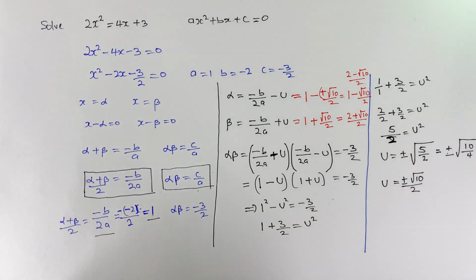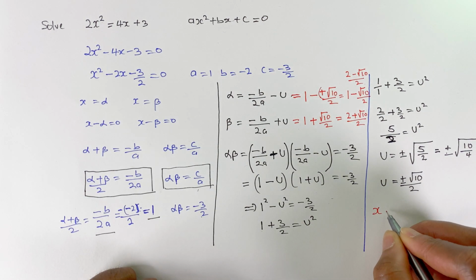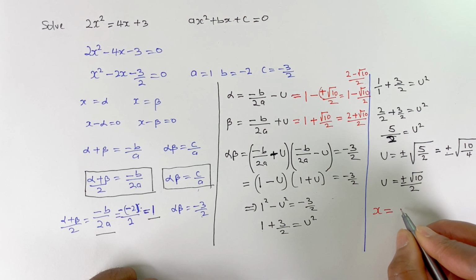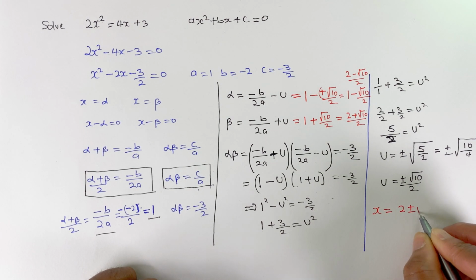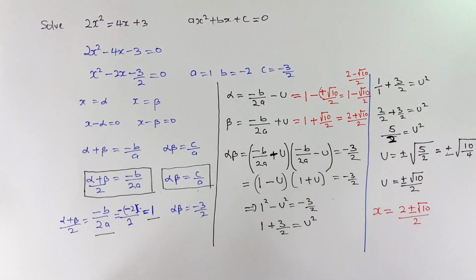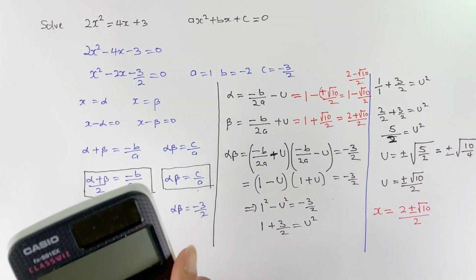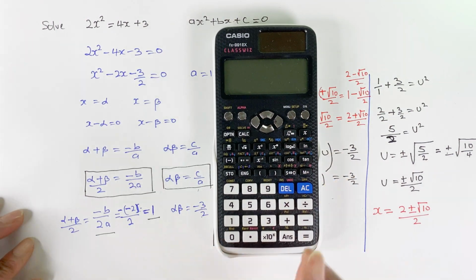So the x value for this expression is going to be 2 plus or minus root 10 over 2. Now let's check with a calculator to see whether we've done it correctly. So I've got a calculator here. I'm going to put it on your screen.